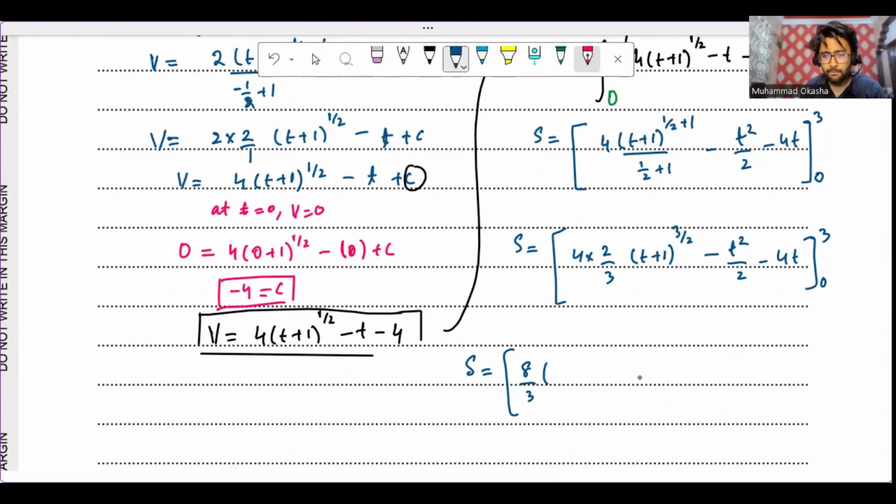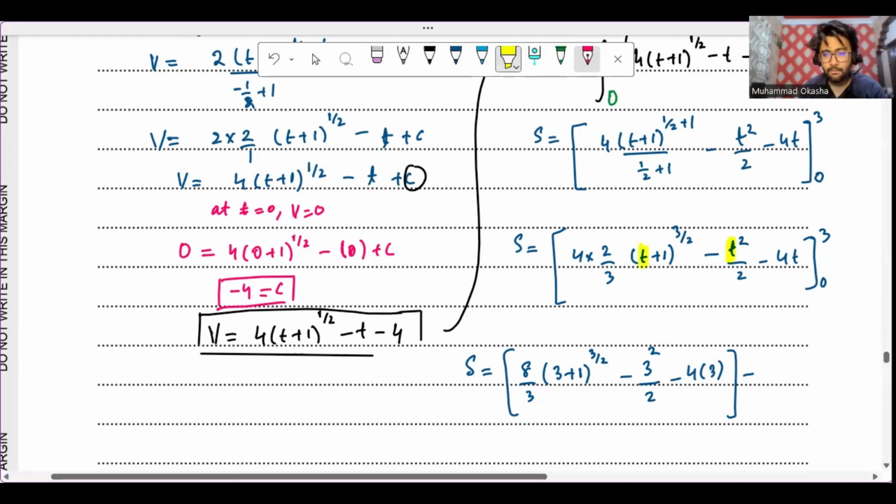I'm going to put the upper limit first, which is 3 plus 1 to the power of 3 over 2 minus 3 squared by 2 minus 4 times 3. That's the upper limit, which means wherever you had a t, at first I've put a 3, and in the next, upper limit minus lower limit.